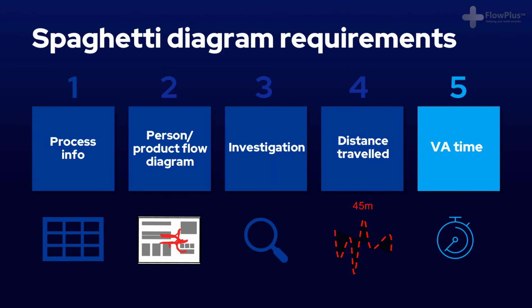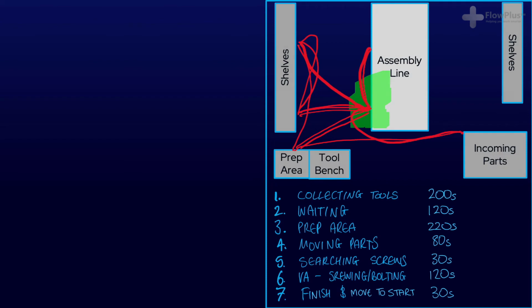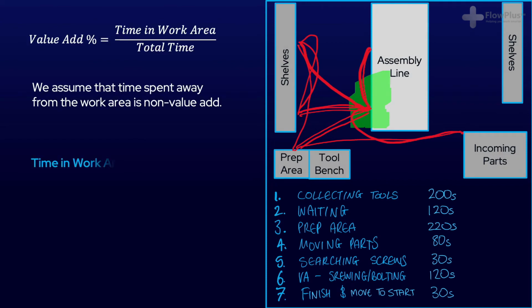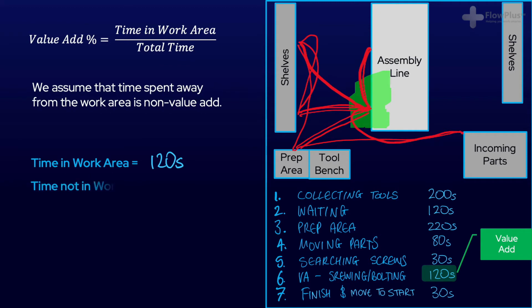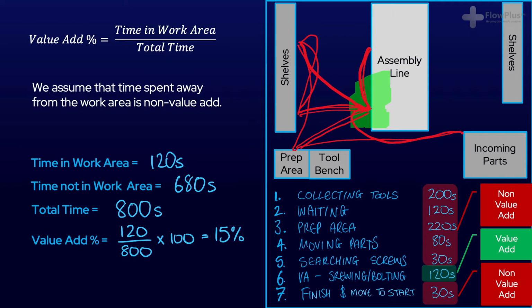The final section of the spaghetti diagram, and the part that works closely with step 4, distance travelled, is the value add percentage, calculated by dividing the time the operator spent in their work area by the total observation time. In other words, what percentage of the observation time was the operator within their defined work area. We can assume that any time spent away from the work area is not value adding.